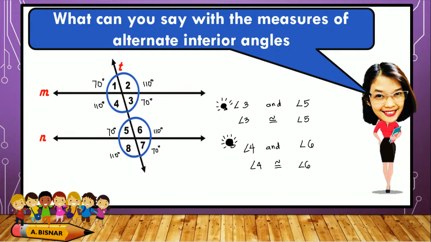So you have to remember that from here, alternate interior angles are congruent. Okay?